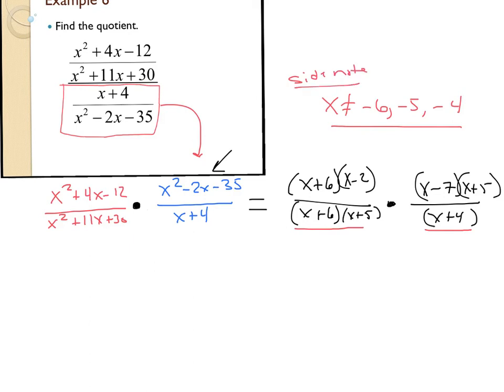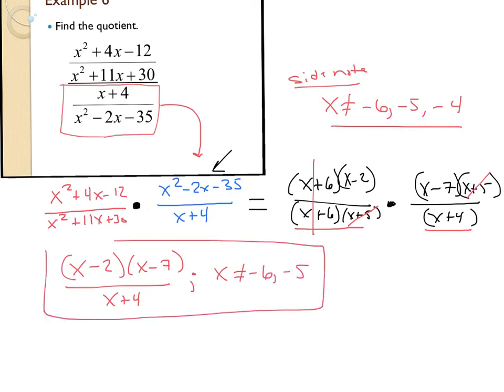And so I'm going to go ahead and reduce. I have a common factor of x plus 6, so that crosses out. And then I have an x plus 5 here and an x plus 5 here. So I can go ahead and write what I have left. I have x minus 2, x minus 7, all over x plus 4, where x cannot equal -6 or -5.